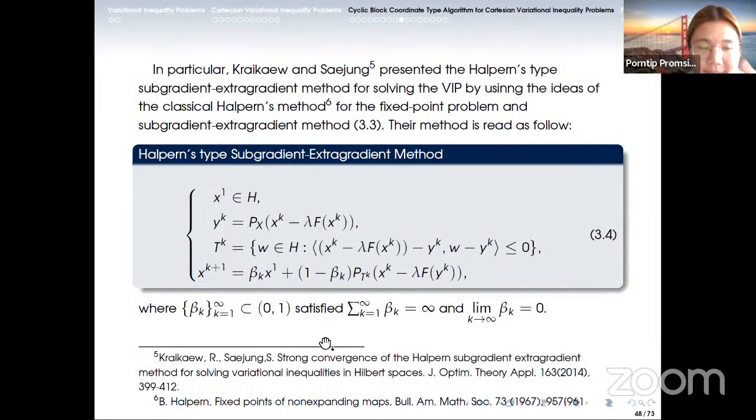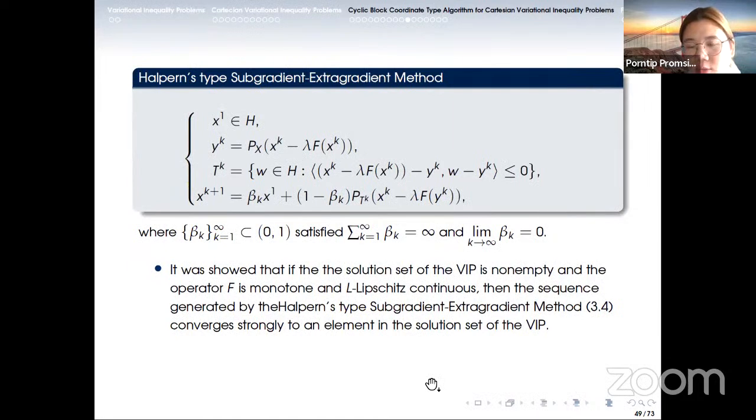Recently, there is an algorithm to solve the VIP, the so-called Halpern type subgradient extragradient method, by using the idea of the Halpern method for the fixed point problem and the subgradient extragradient method in 3.4 like this. Then they show that if the solution set of the VIP is not empty and the operator F is monotone and Lipschitz continuous, then the sequence generated by the Halpern type subgradient extragradient method converges strongly to an element in the solution set of the VIP.